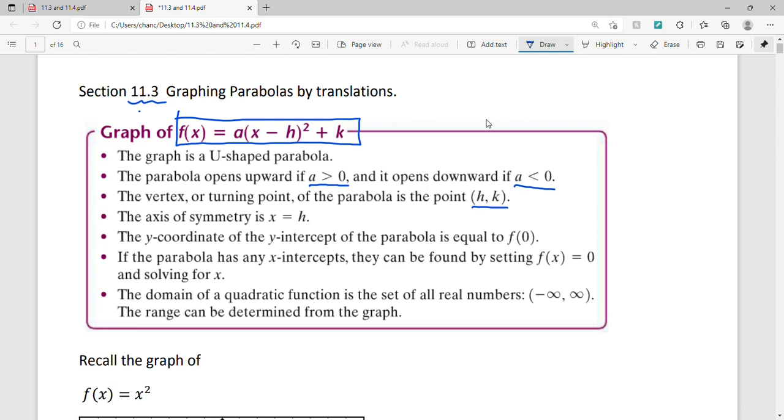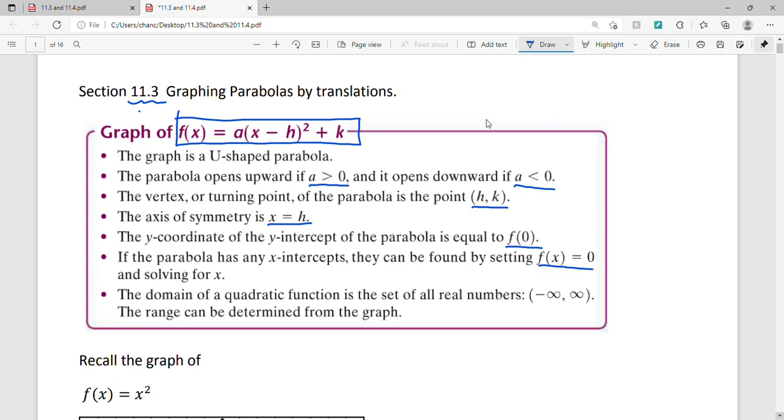The axis of symmetry is located at the vertical line x equals h. The y-coordinate of the y-intercept of the parabola is equal to f of 0. If the parabola has any x-intercepts, they can be found by setting f of x equal to 0 and then solving for x. The domain of a quadratic function is the set of all real numbers from negative infinity to positive infinity. The range can be determined from the graph.